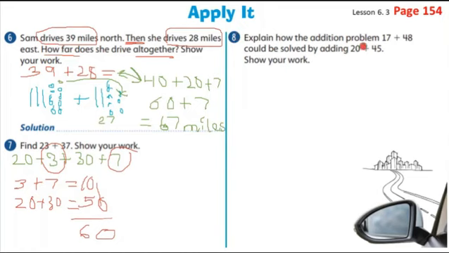Okay, it says here, explain how the addition problem 17 plus 48 could be solved by adding 20 to 45. Show your work. Well, let's write this problem out. So first I have 17 plus 48. And I can break it down, and let's just break this out. So it's going to be 10 plus 7 plus 40 plus 8.